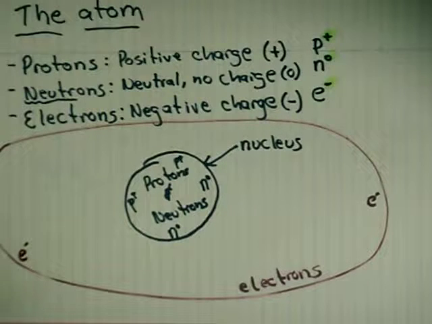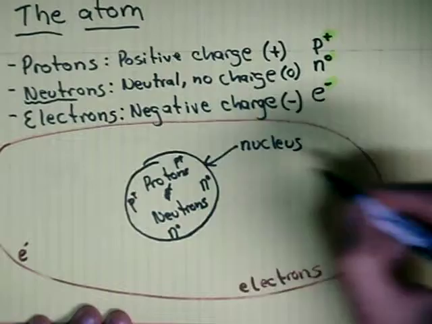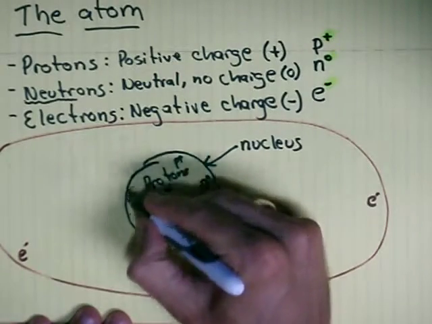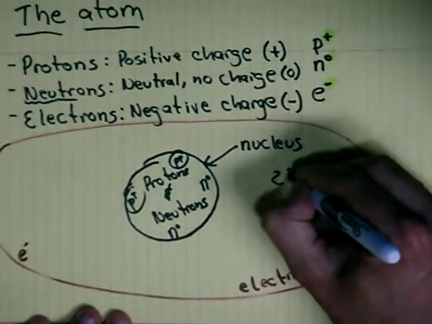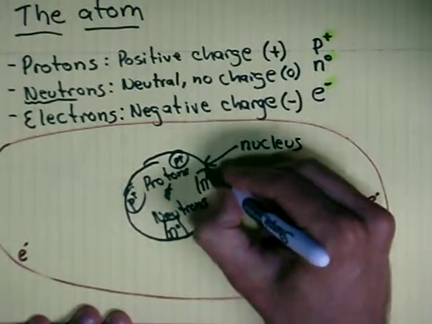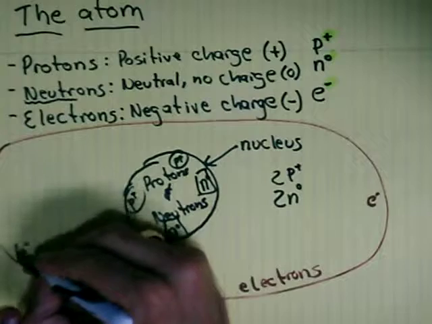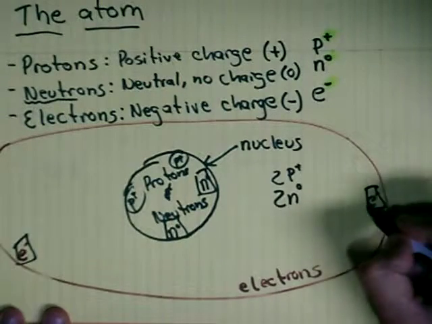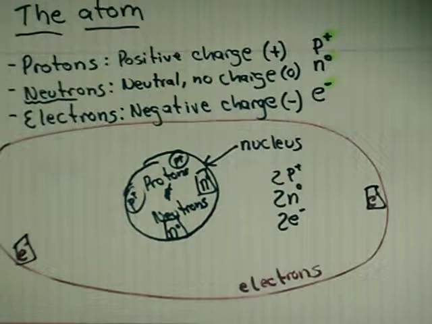And just in case of curiosity, for this one that I just annotated here, we can take this a step further. Protons, 1, 2. So 2 protons. How many neutrons? 1, 2. 2 neutrons. And 2 electrons. 2 protons, 2 neutrons, and 2 electrons.